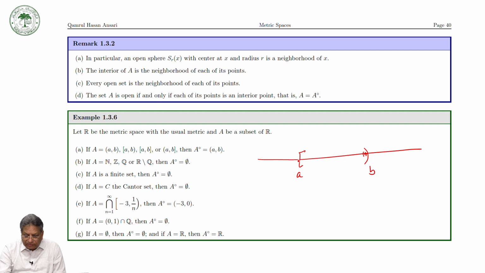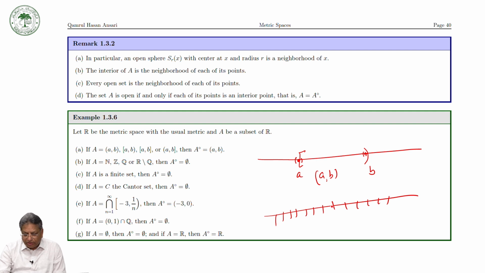But if we consider this point, you cannot find any r such that this is the center and this open sphere lies within this set. But if you take the open interval like this one, open here, then you can consider. So this is the interior of this open interval. Similarly, suppose you have the real line and you consider the set of integers, and it is a subset of R.